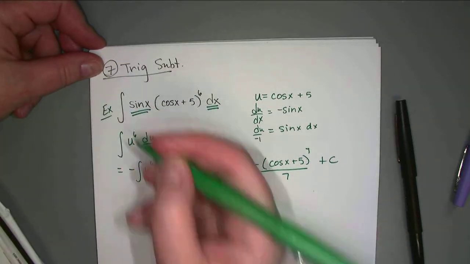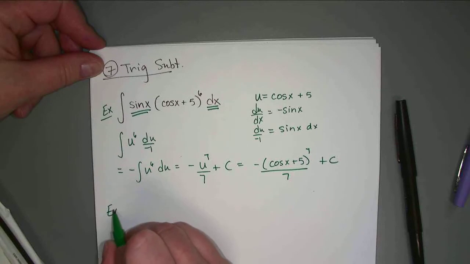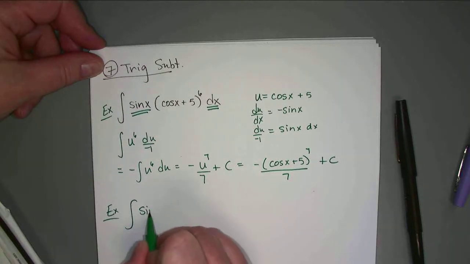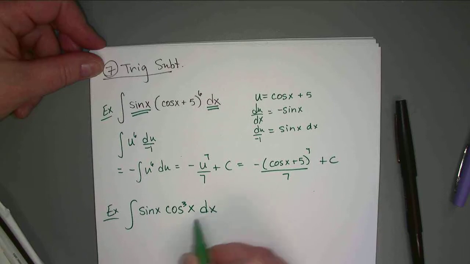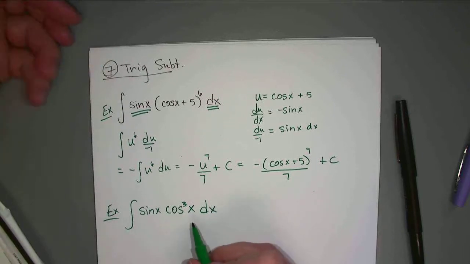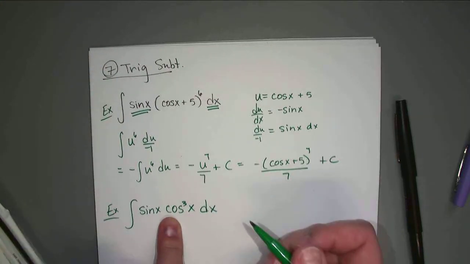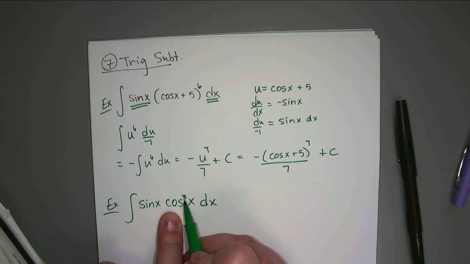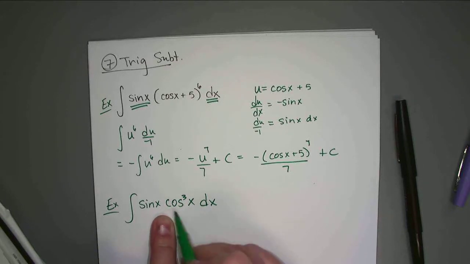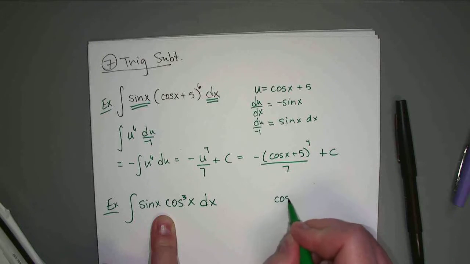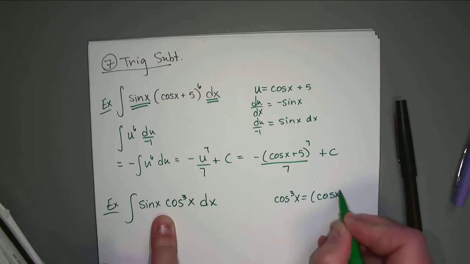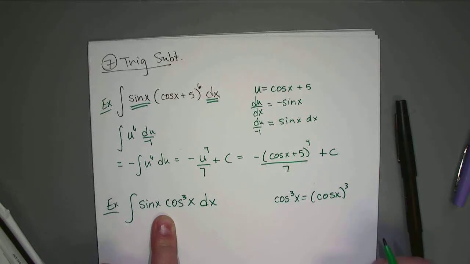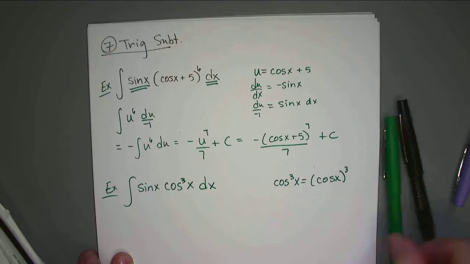Okay, so that's the type we've already done. But sometimes it's not that obvious. So for example, if we had like sine x times cos cubed x. So you don't see the bracket when we put an exponent on a trig because they put the exponent between the function and the argument, and that means that the whole thing is cubed. So when you see something like this, that means cos x all cubed. You could rewrite it like that if you want, but it is a bracket to a power.